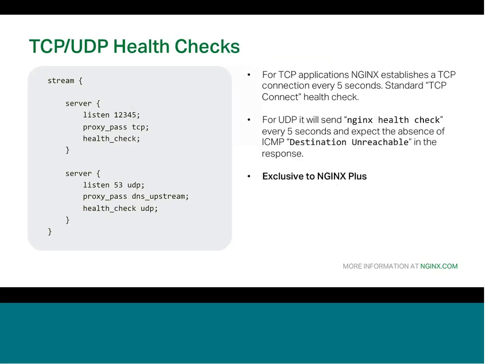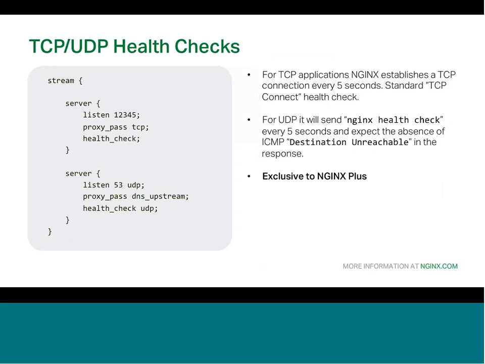And just as with HTTP, we have health checks, and this is exclusive to NGINX Plus. So you can do active health checks with TCP and UDP traffic, and it's configured in a very similar manner. If you have just health_check, NGINX will do a standard TCP connect health check: just create a new TCP connection, make sure that's okay, and then disconnect it.